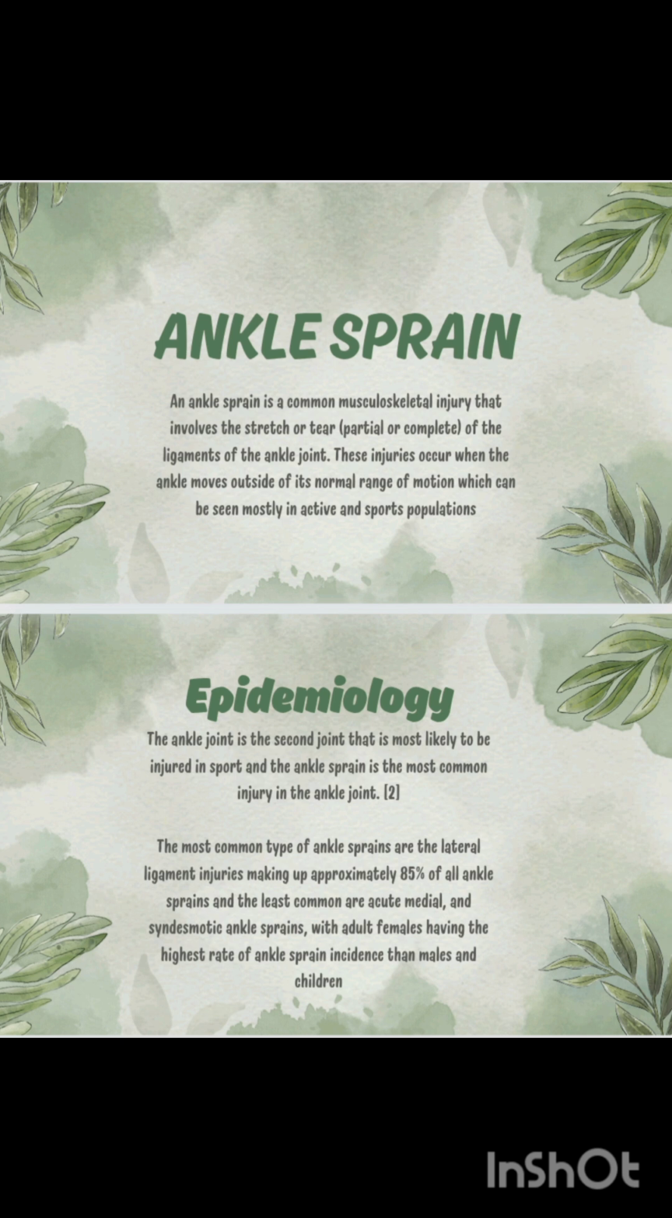The ankle joint is the second joint that is most likely to be injured in sport, and the ankle sprain is the most common injury in the ankle joint. The most common type of ankle sprains are the lateral ligament injuries, making up approximately 85% of ankle sprains, and the least common are acute, medial, and syndesmotic ankle sprains, with adult females having the highest rate of ankle sprain incidence compared to males and children.